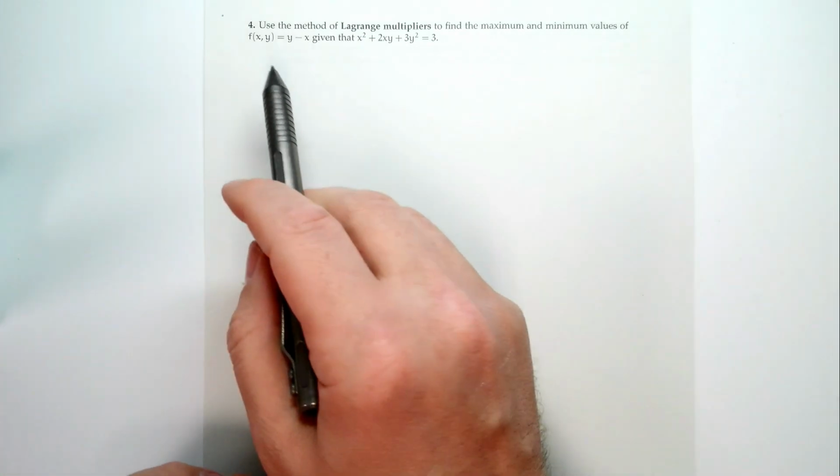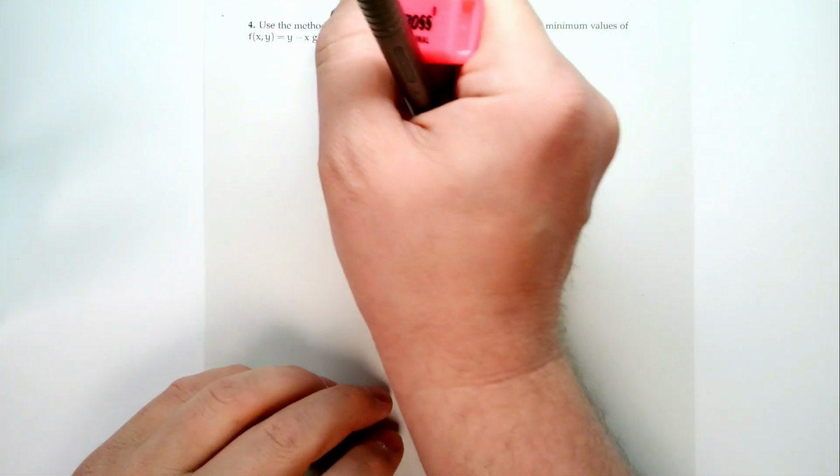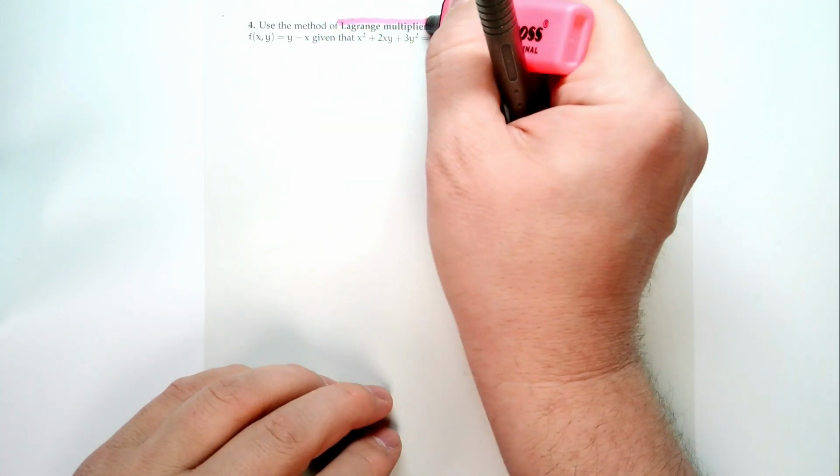Problem number 4. Use the method of Lagrange multipliers to find the maximum and minimum values of this function y minus x, given that x squared plus 2xy plus 3y squared equals 3. Now, one of the things you always wonder when you're looking at a problem is what technique should we use? I think on this problem, the technique we should use is Lagrange multipliers.